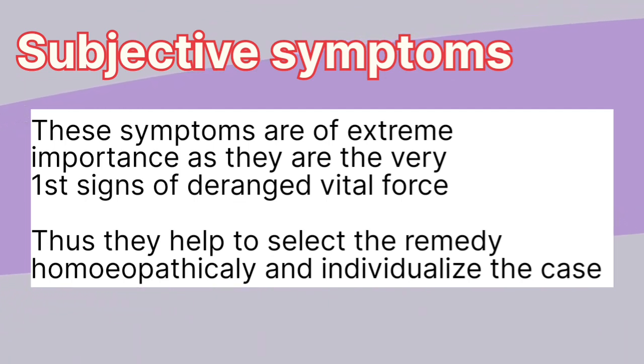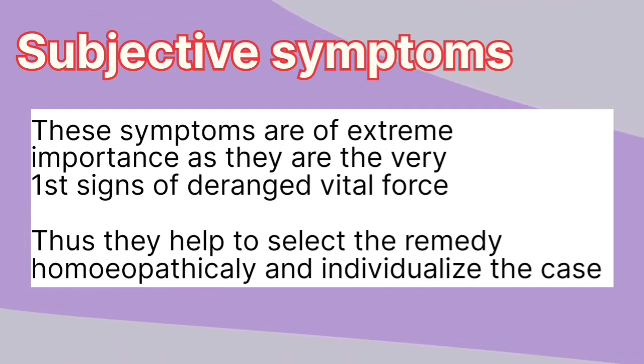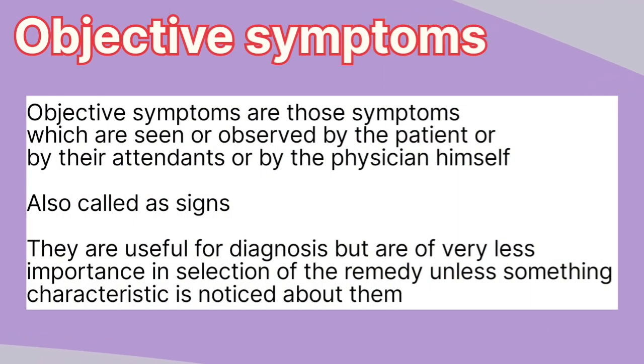This is because whenever the vital force is affected by any external or internal causes, it tries to make the person realize it by means of subjective symptoms. And hence these symptoms help to select the remedy homeopathically and to individualize the case. While the objective symptoms are those symptoms which are seen or observed by the physician or by the patient and by his attendants. Hence these objective symptoms are also called signs, which help us to diagnose the disease and are not very useful to select the remedy unless there is some characteristic thing noticed about them.